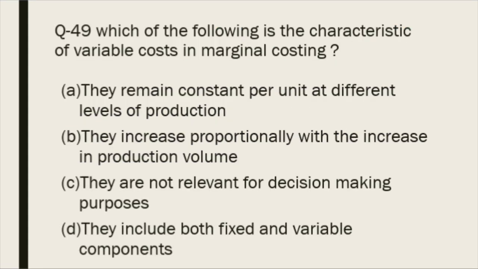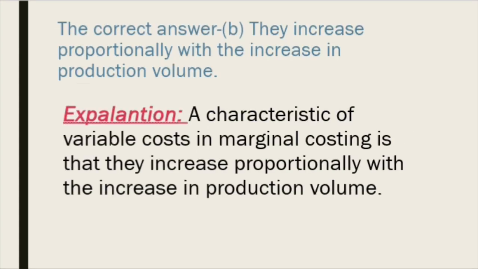Next, which of the following is a characteristic of variable cost in marginal costing? The 4 options are as follows. They remain constant per unit at different levels of production. They increase proportionally with the increase in production volume. They are not relevant for decision making purposes. They include both fixed and variable components. The correct answer is they increase proportionally with the increase in production volume.